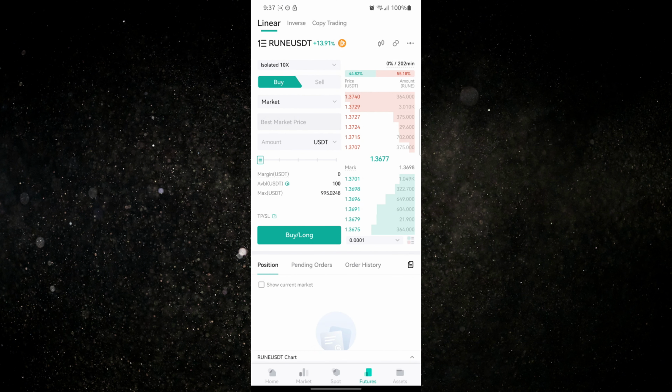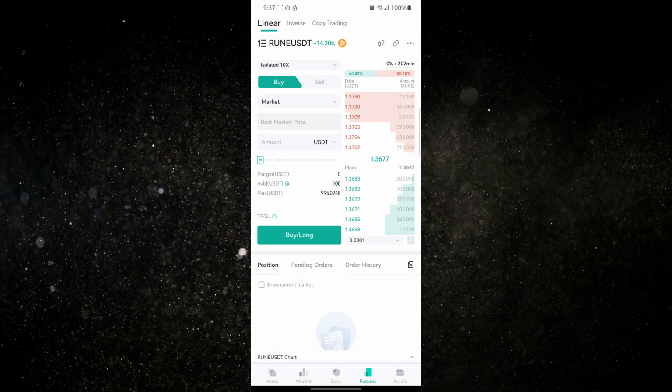So now we have two terms in trading: long and short. Long means buying. When you predict that the price of a coin is going to go up, you go ahead and long. When you predict the price of a coin is going to go down, you go ahead and short. It's pretty easy. Short or sell, they're actually the same term.